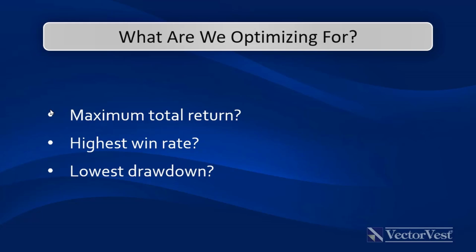This is key. You have to define your objective. Are you optimizing for maximum total return, highest win rate, lowest drawdown? Without a clear goal, you risk making changes that help one area but hurt others.